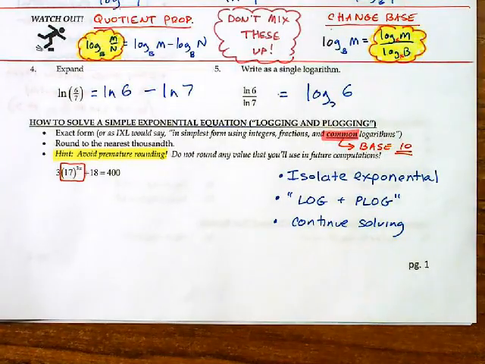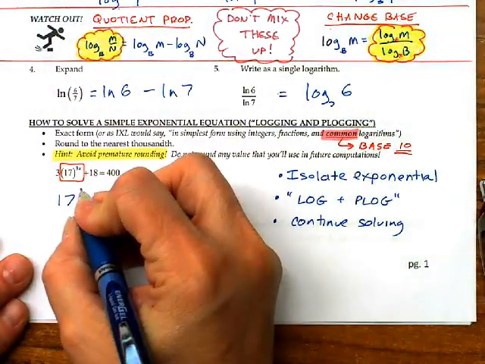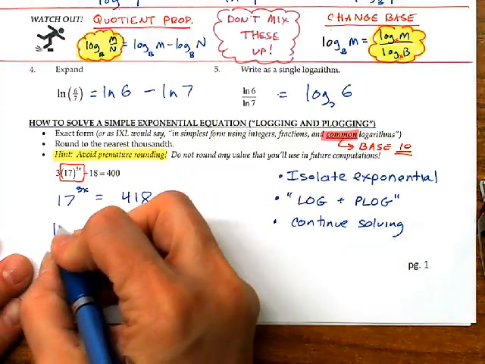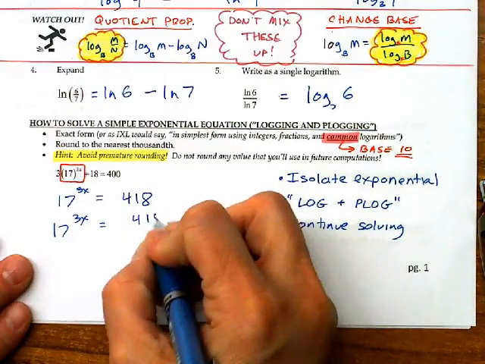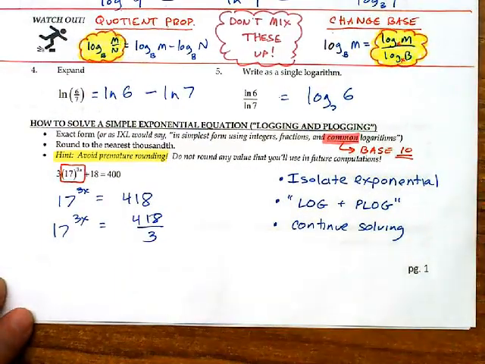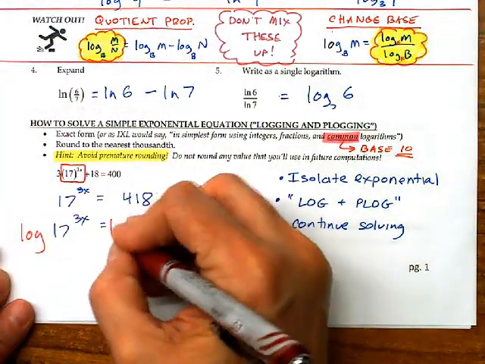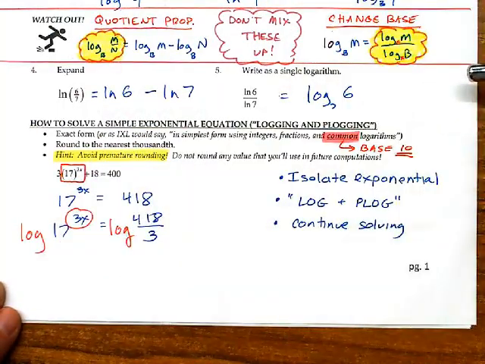Okay, there's the bell. So let's isolate the exponential. We will need to add an 18 to both sides. And divide both sides by 3. Okay, so the exponential part is isolated. Now we will log and plug. Here's the logging part. Here's the plugging part.